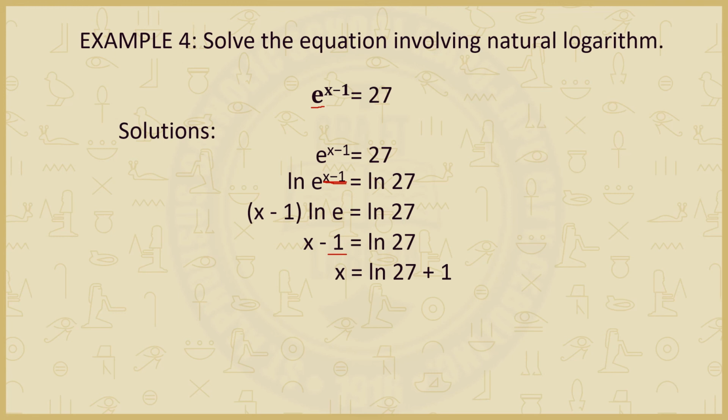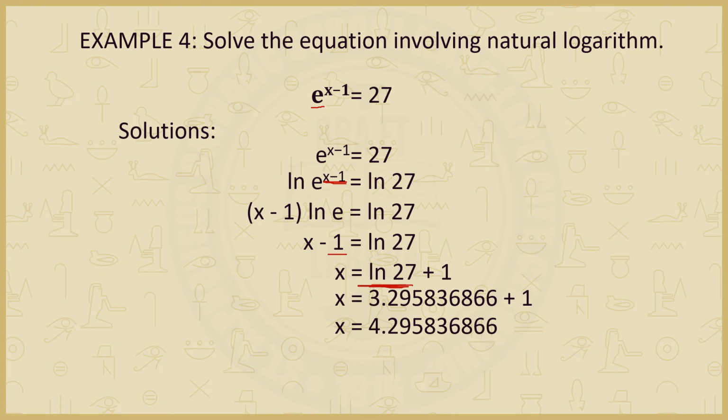Now, using your calculator, we are going to evaluate this natural logarithm of 27, and the answer is 3.295836866. Copy plus 1, and then combine using the addition process, and x is equal to 4.295836866, and our answer or the solution set is 4.2958.